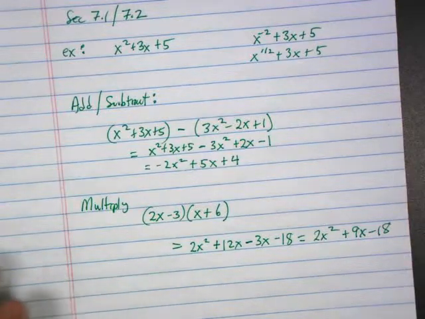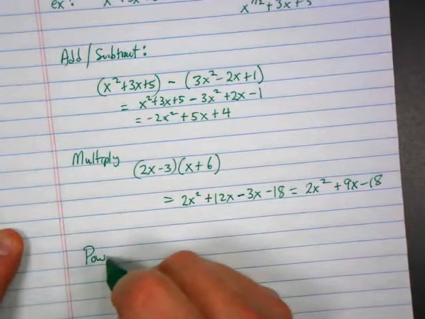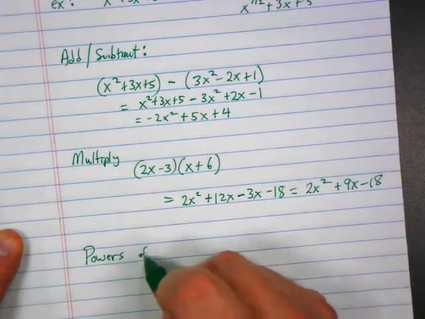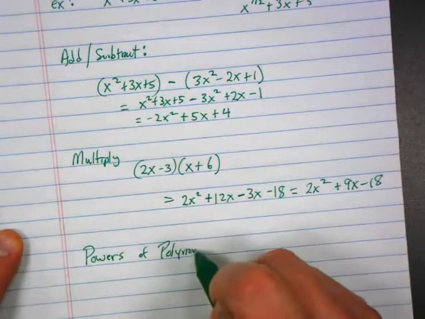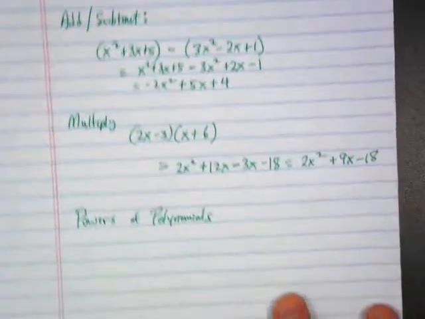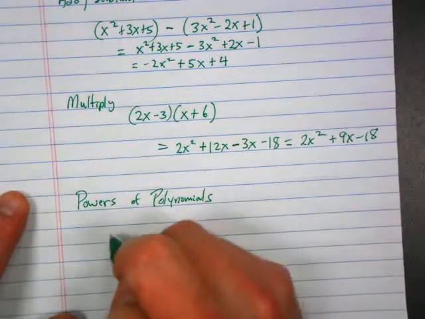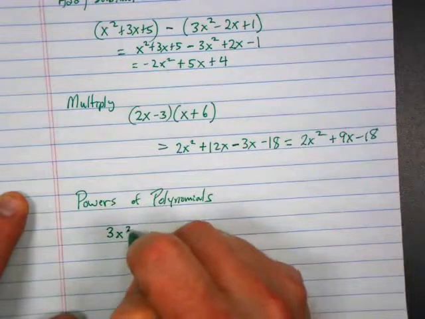All right, so that brings us to section 7.3. What we're going to talk about first in section 7.3 is powers of polynomials. What do we mean by powers of polynomials? Powers means exponents. So what it means is I'm going to take polynomials and I'm going to do more powers to them. For example, I might start with something like a monomial. I might take 3x squared.